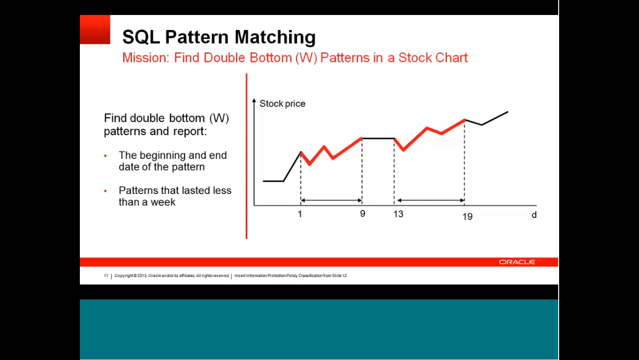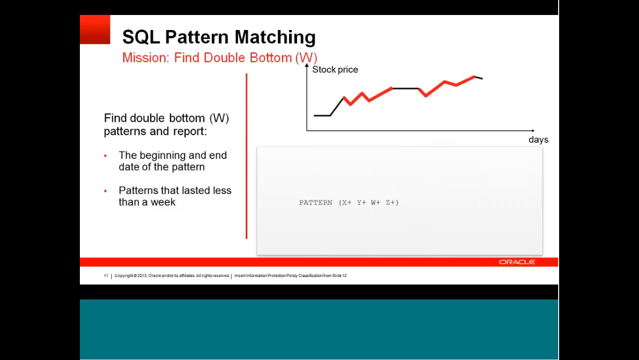Now let us look at the same example from the previous slide and see how each of these keywords helps to find W patterns in the stock chart. First, we have the pattern. It defines the search as X plus Y plus W plus Z plus. So this signifies that we're searching for a W pattern, that is, down followed by up for 2 consecutive times. One down followed by up constitutes a V, and down followed by up for 2 consecutive times forms a W pattern.